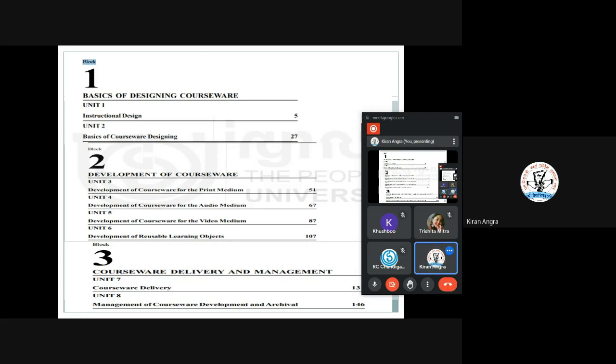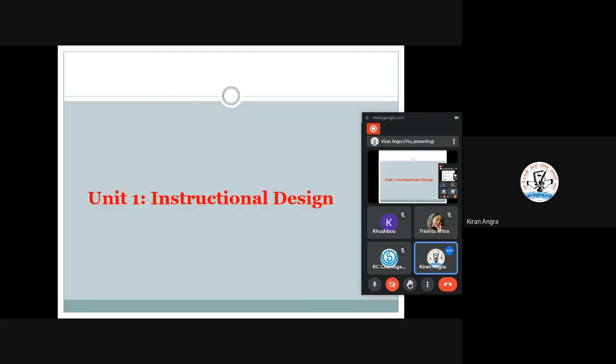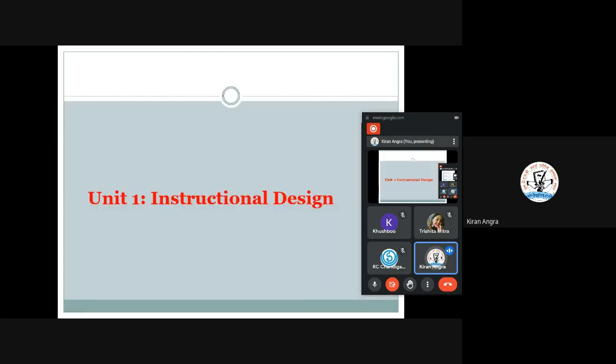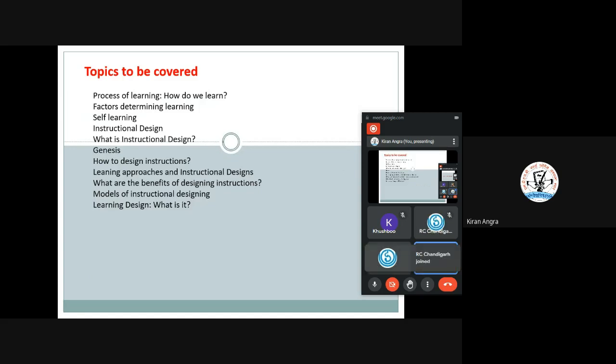So let's now first start with the basics of designing courseware. This is the first unit, as I have already told you. In this, we have instructional design as the first unit. We have 2 units in this block. So I will try to take up both the units today, unit 1 as well as unit 2. Although they are a bit lengthy, but let us see how much we can cover. So unit 1, instructional design.